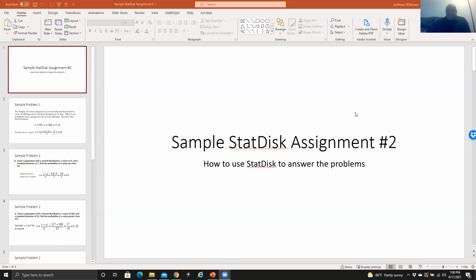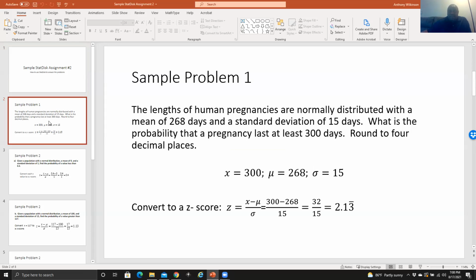Okay, in this video, we're going to talk about the simple StatDisk assignment number 2. This is similar to the actual StatDisk assignment in my math lab, the second one. What I'm presenting in this video is how to use StatDisk to answer the questions, which are going to be similar to the ones in the actual StatDisk assignment number 2 in my math lab. We're going to start with problem number 1.